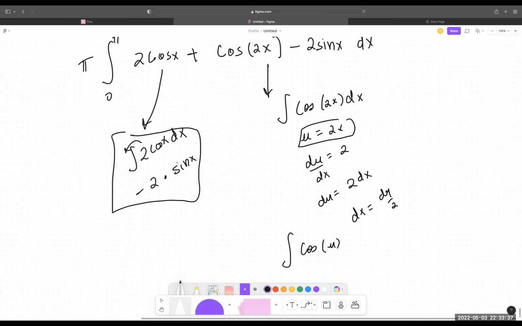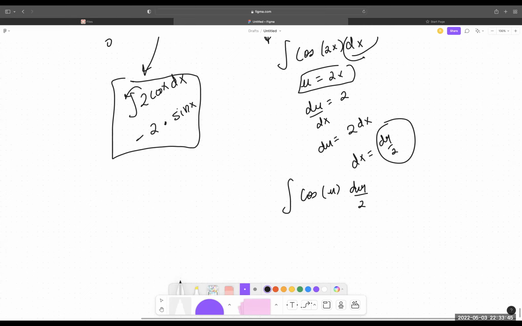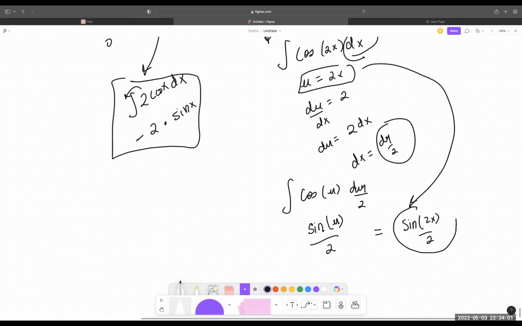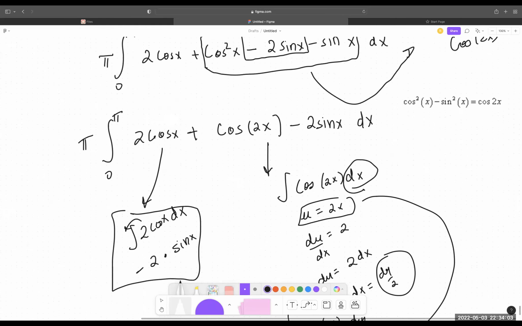And then, what does dx equal to? It's du over 2. And what's the integral of cosine of u? It's the same thing as the integral of cosine of x, which is sine of x. So this is just sine of u over 2. Then we put the u back, which is 2x, so this is equal to sine of 2x over 2. So we got that one as well.